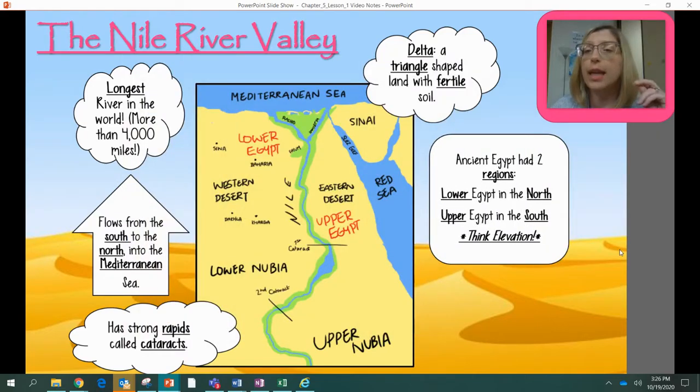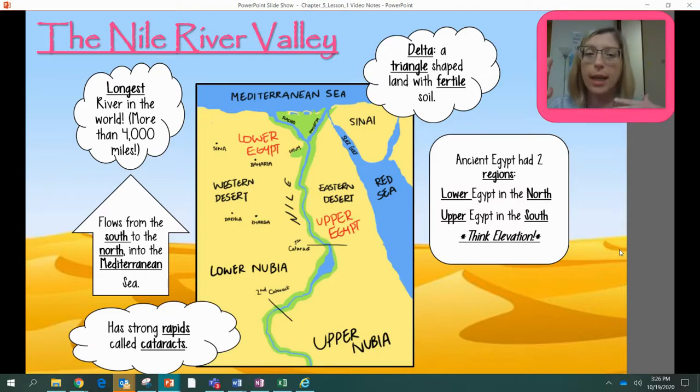Okay, ancient Egypt had 2 regions. See the 2? Those were Lower Egypt in the north and Upper Egypt in the south. So in this, I need you to think about elevation. If you look on this map, you'll see in red, it says Lower Egypt, and Lower Egypt is sitting in the north, but Upper Egypt is sitting in the south.